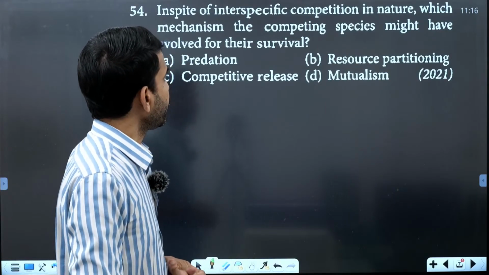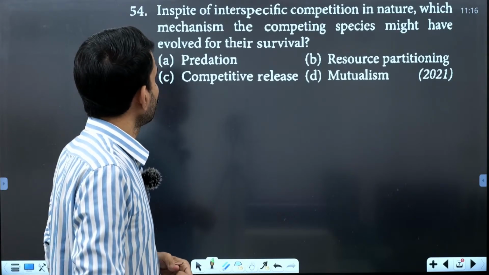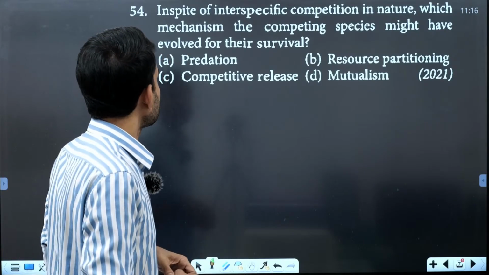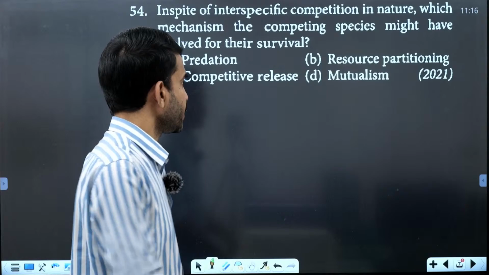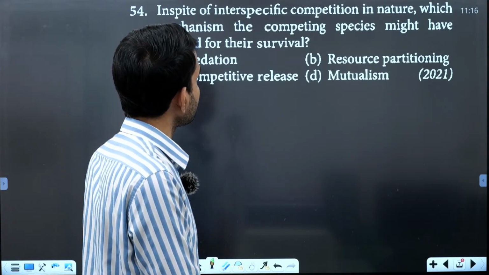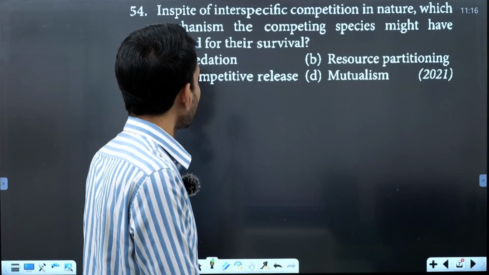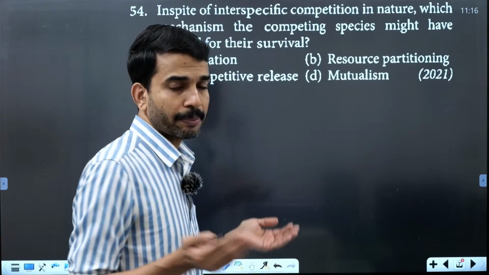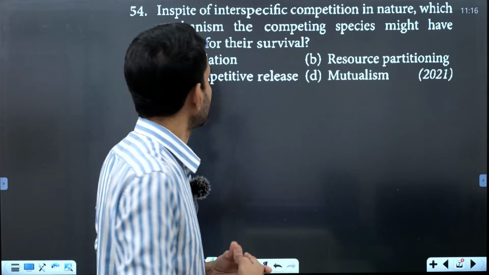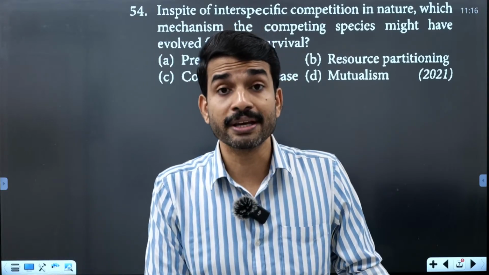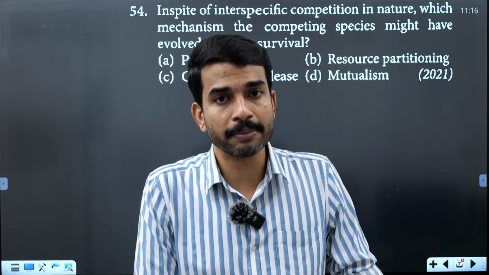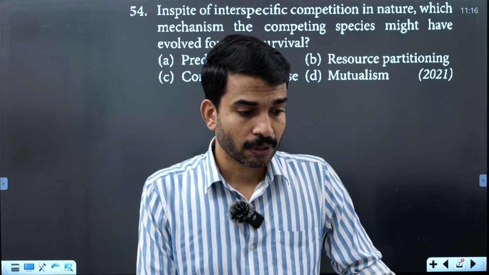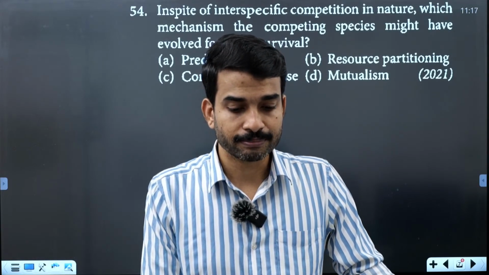In spite of interspecific competition in nature, which mechanism might the competing species have evolved for their survival? So here we have interspecific competition that exists in nature. In a particular ecosystem, we have some interspecific competition, but at the same time, they have to ensure their survival. No one is supposed to be eliminated. That is the intention here. So which strategy can they adopt? A better strategy that we heard in the case of the warbler, MacArthur's warbler.